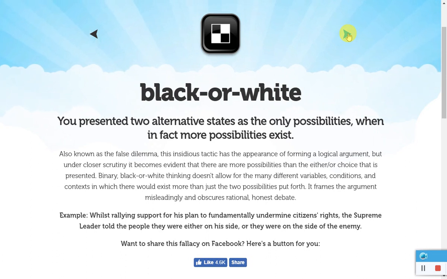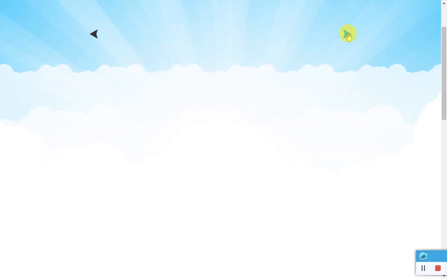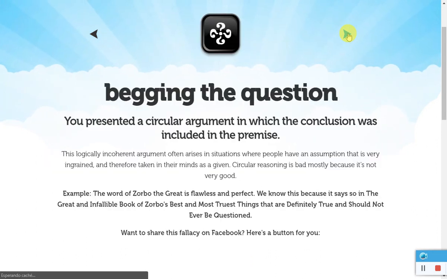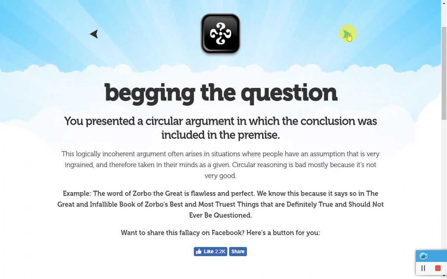Example: whilst rallying support for his plan to fundamentally undermine citizens' rights, the Supreme Leader told the people they were either on his side or they were on the side of the enemy. 20. Begging the question. You presented a circular argument in which the conclusion was included in the premise.